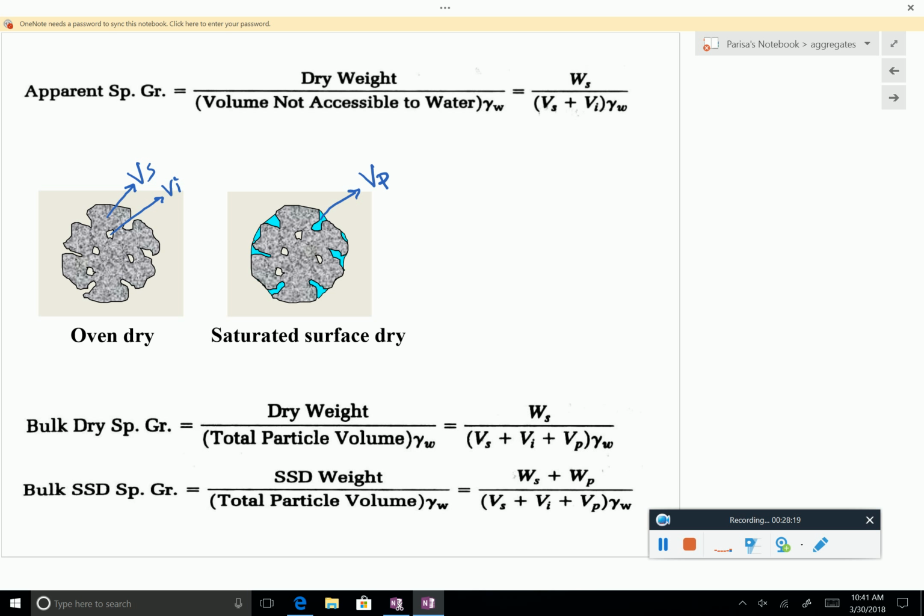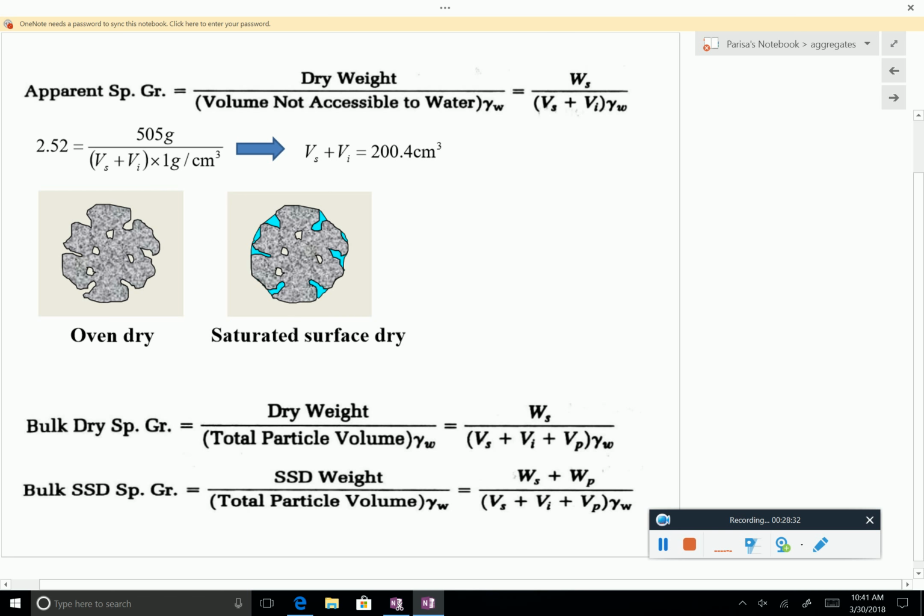And then Vp is the volume of voids which are around the aggregate. Think about this picture. Have this in your mind. One thing which is easy is if you use the apparent specific gravity, you can get Vs plus Vi. Now the question is how to get Vp.